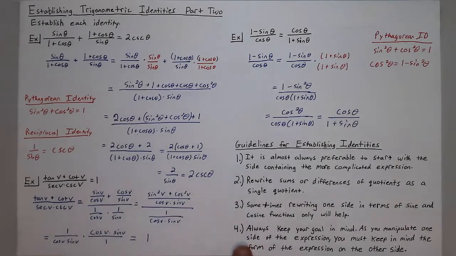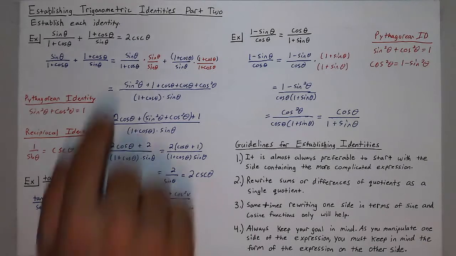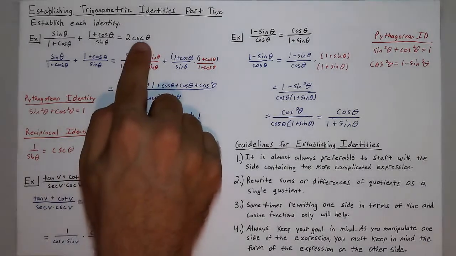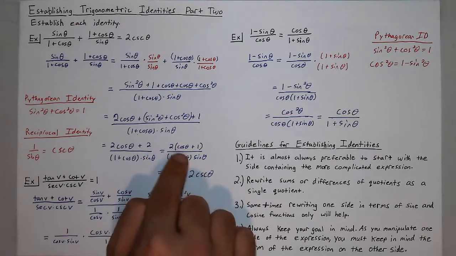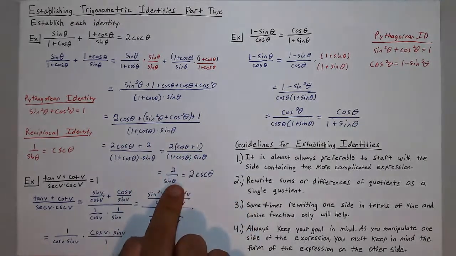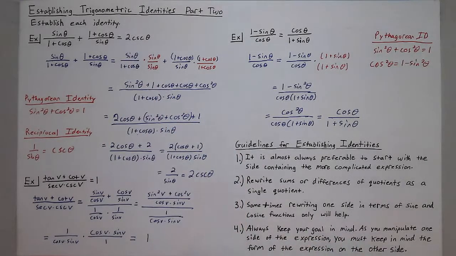And lastly, always keep your goal in mind. As you manipulate one side of the expression, you must keep in mind what form the other side of the equation is. So that's helped me here think about, okay, I have a sine in my denominator now, so I'm on a good pathway to eventually only be left with sine in my denominator, which led to that answer. So keeping that goal in mind is a great way to establish identities. And that is how you establish trigonometric identities.